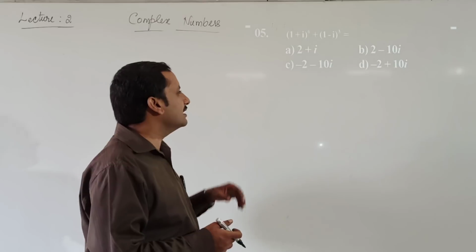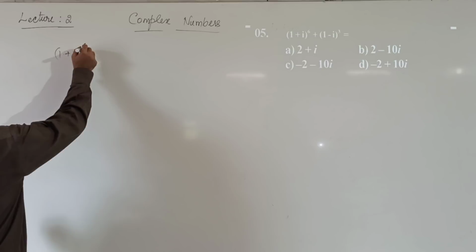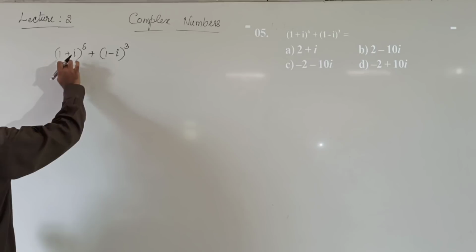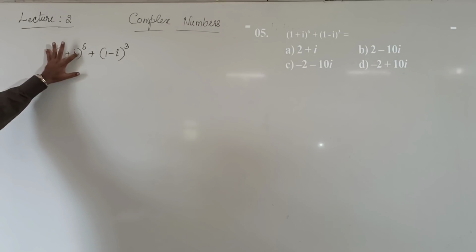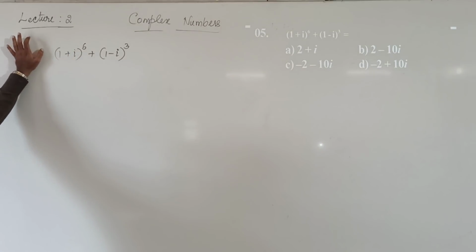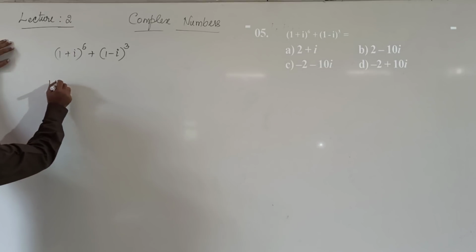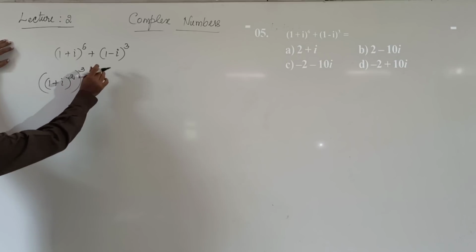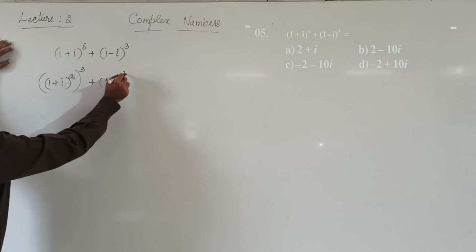Okay. So looking at this question, (1 plus i) whole power 6 plus (1 minus i) whole cube. I will solve this by two methods. See whichever is easy for you, you get one. (1 plus i) whole power 6, I'll write this as (1 plus i) whole square, whole cube, plus (1 minus i) whole cube. Use the (a minus b) whole cube formula.